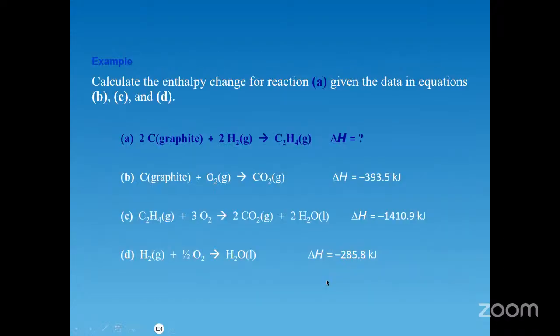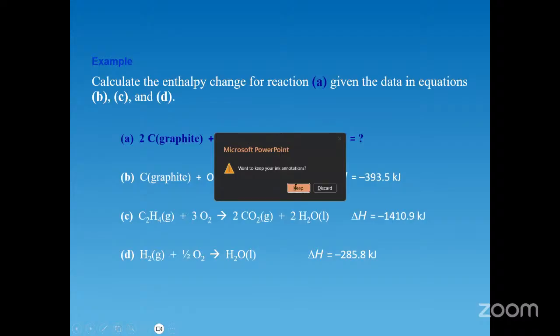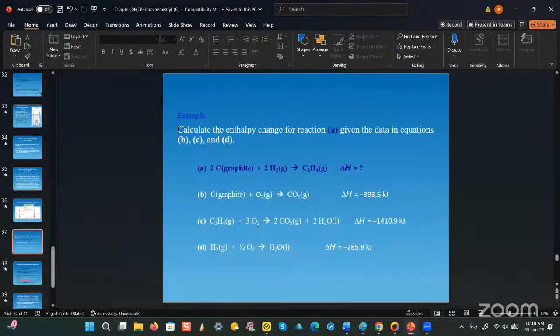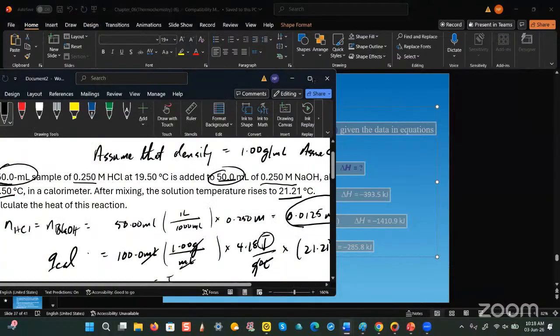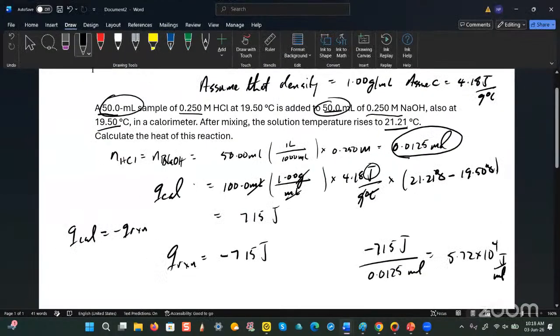Okay, so here's an example. This is a typical enthalpy change problem. The question says you have to calculate the enthalpy change for this first equation right here. They gave you these three equations along with their corresponding enthalpy change values. I'm going to need space again, so let me copy and paste this into this Word document here. Let me delete this here.